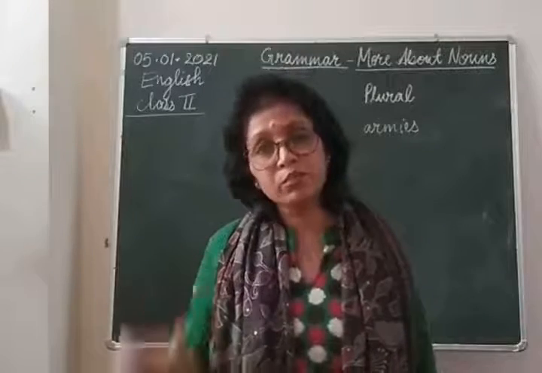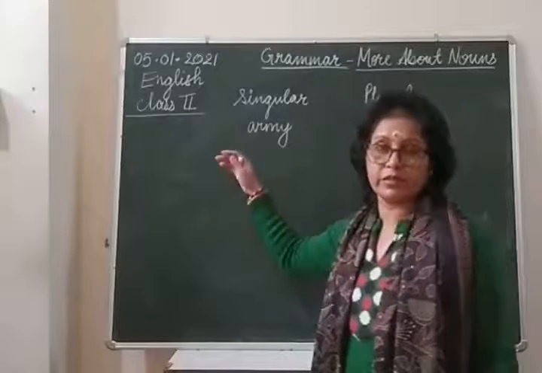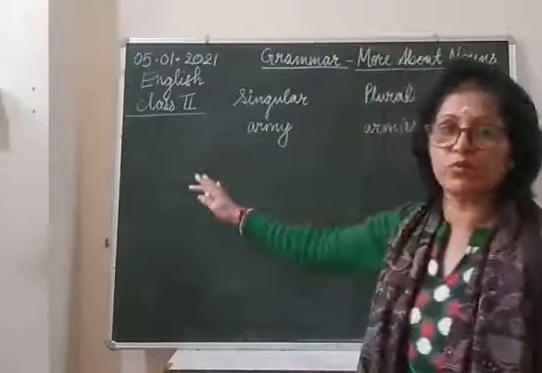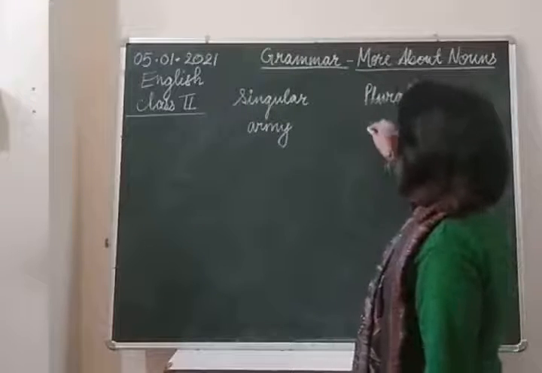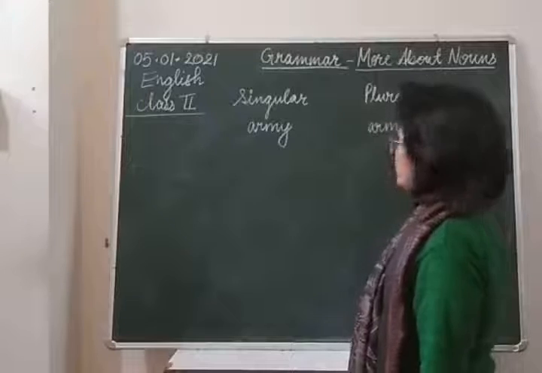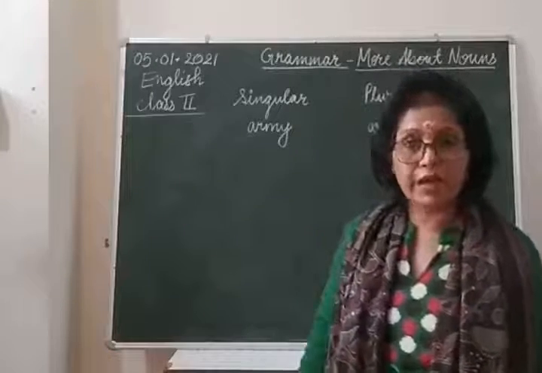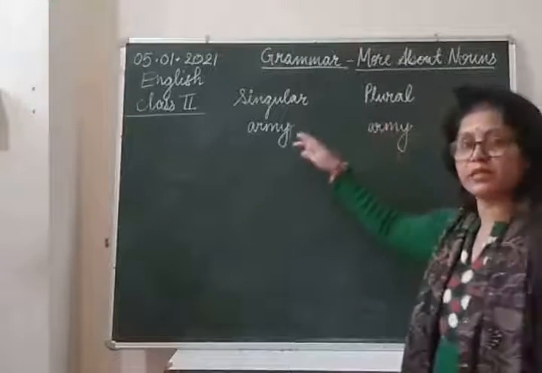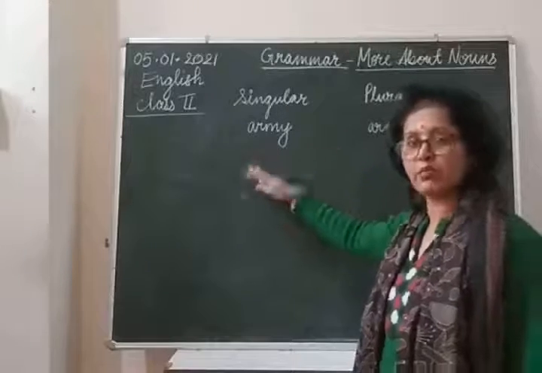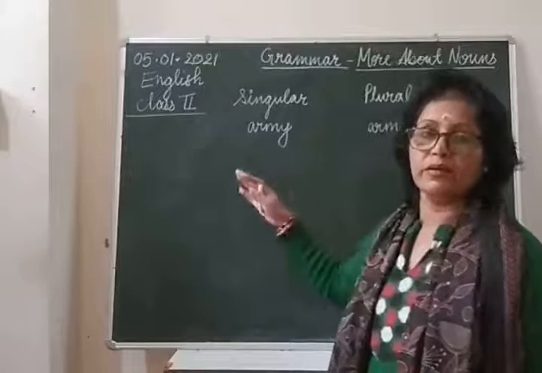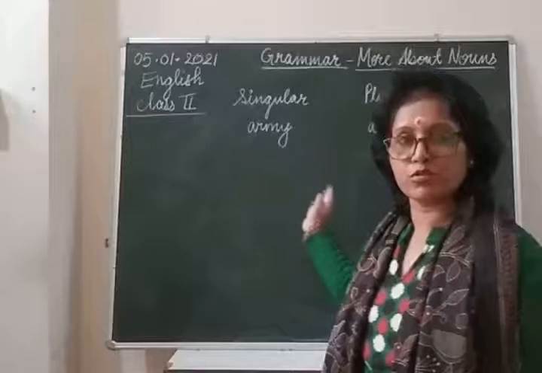Army, armies. But let me tell you, army itself is a plural word. So just to explain the rule, I have given you the plural, but it is actually a plural word. The plural of army is army only. But to give an example of how we change Y to IES, that's why I have given it. So we will write: singular is army, and plural is also army. Both the words will be the same.